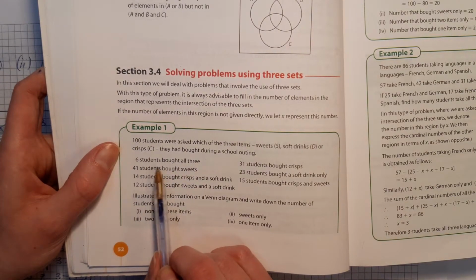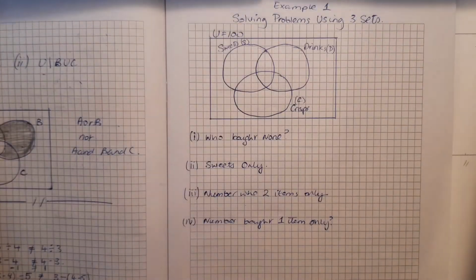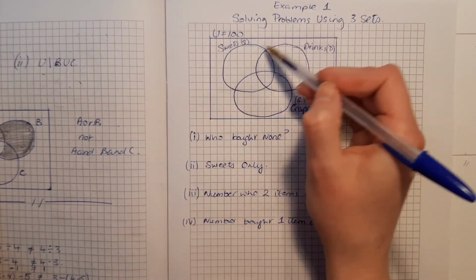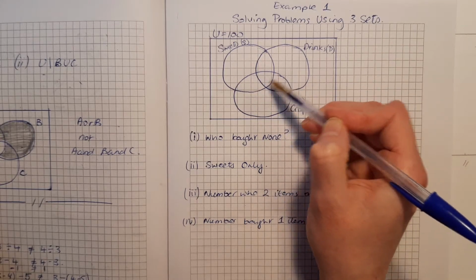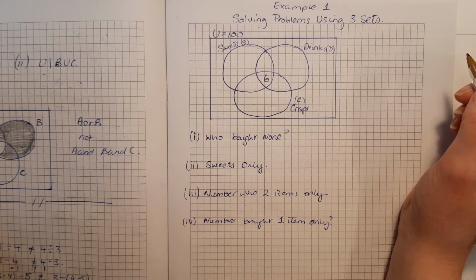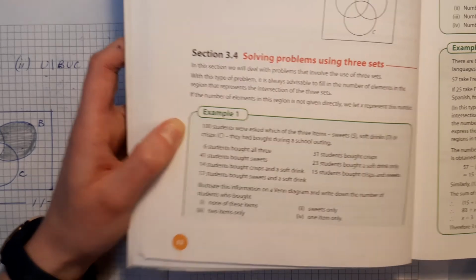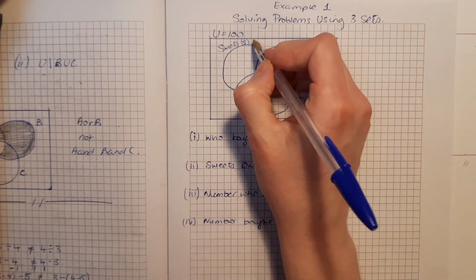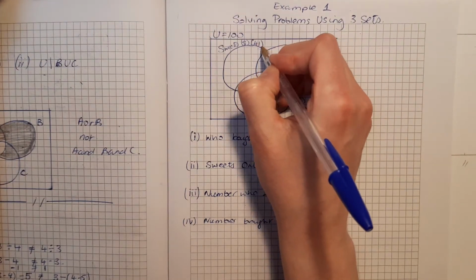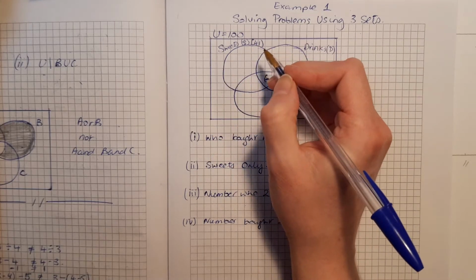So 6 students bought all 3. So that's the intersection of all 3. 6 people got all 3. So 1, 2, 3. This is the bit where all 6 are. Put in 6 straight away. The next piece of information is there's 41 people that bought sweets. So that means the total for S, you can put it in brackets beside it, is 41. So this whole circle has to add up to 41 at the end.